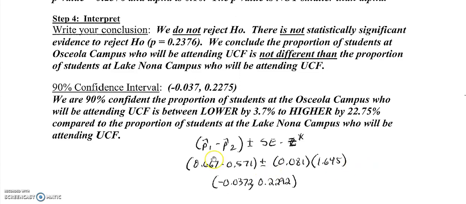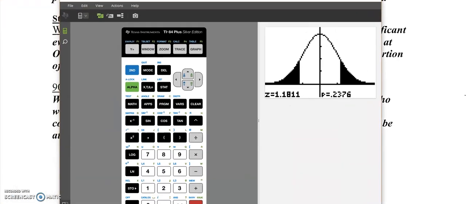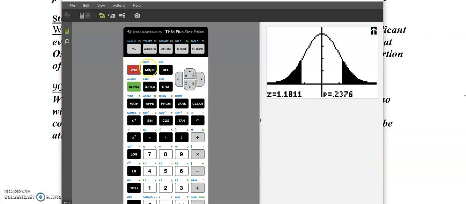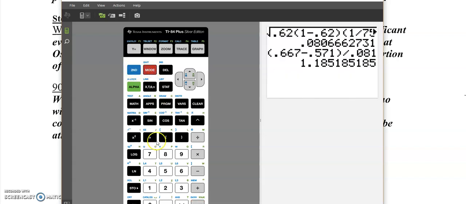So the work is p hat 1 minus p hat 2 plus or minus the SE times z star. So p hat 1 minus p hat 2 is 0.667 minus 0.571 plus or minus the SE we worked out earlier, which is 0.081. And then the z star comes from 90%, which is 1.645. So we can type that in the calculator, 1 minus 1 plus. So we can hit second mode, parenthesis.